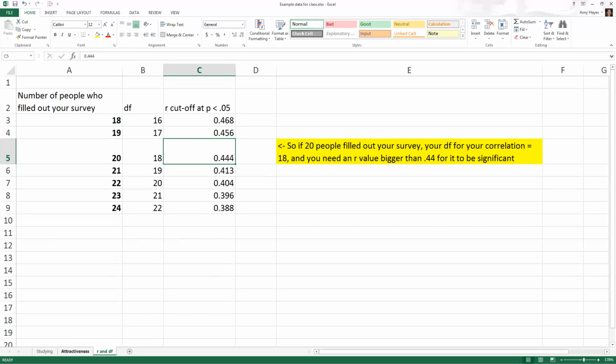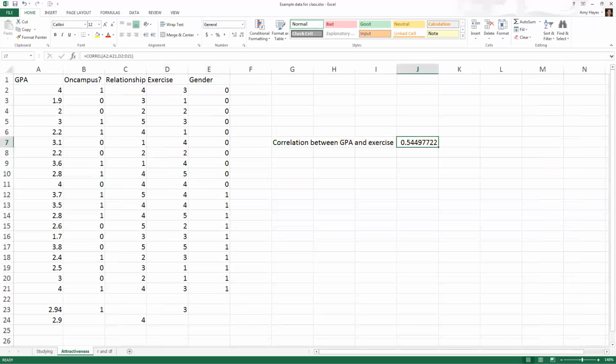So let me go back and look at what I found. My R that I calculated was a 0.5449, which is definitely bigger than that cutoff. So I would throw a party and say, yay, I had a significant correlation between GPA and exercise.